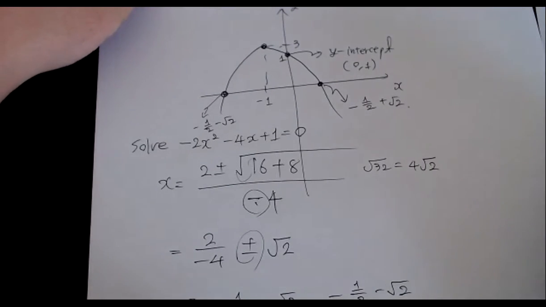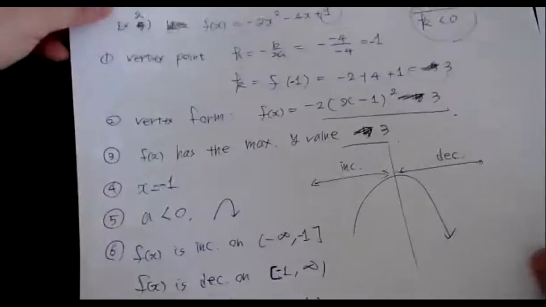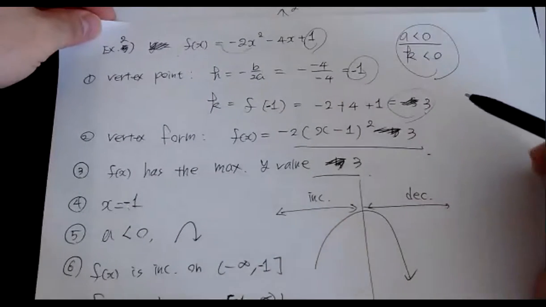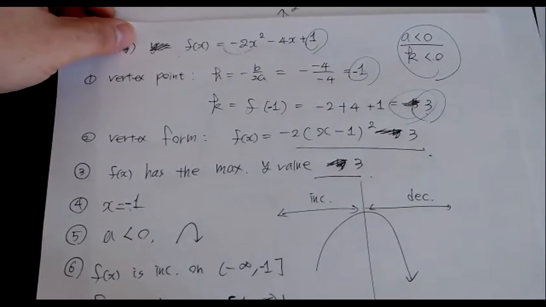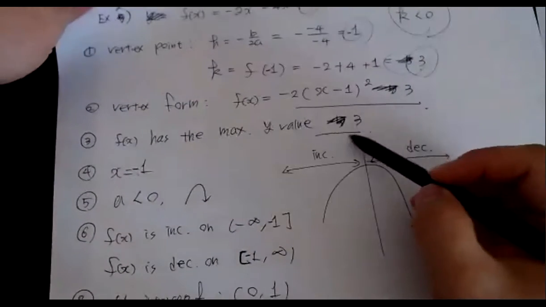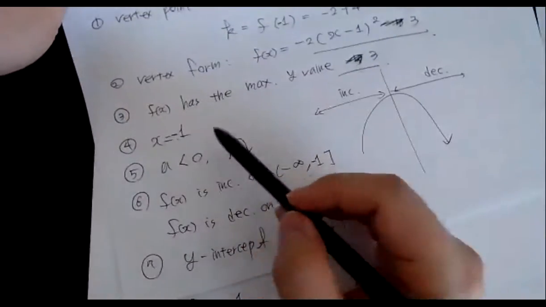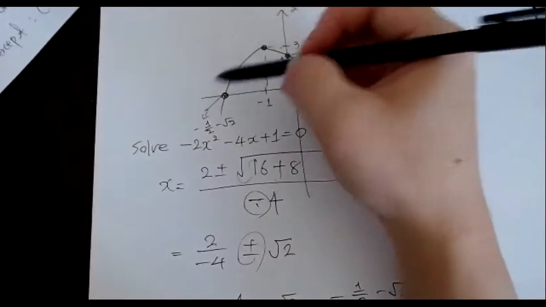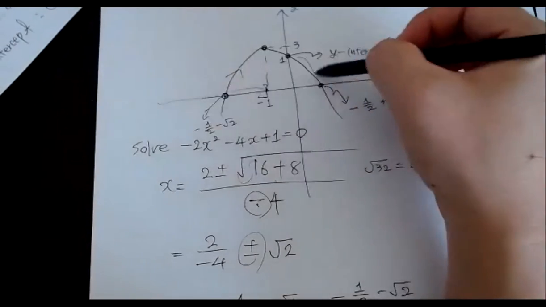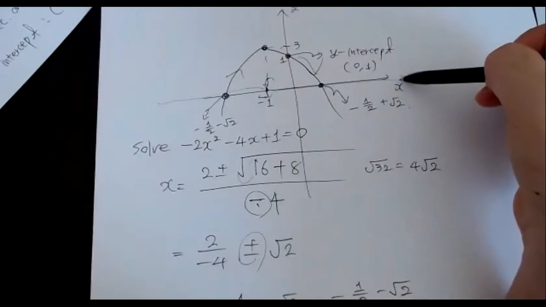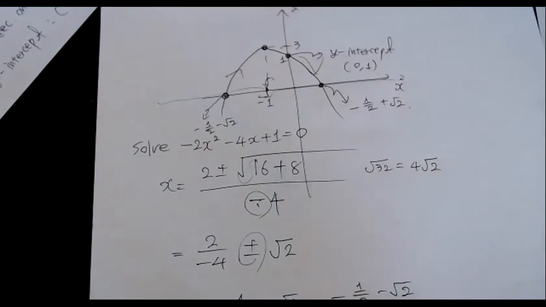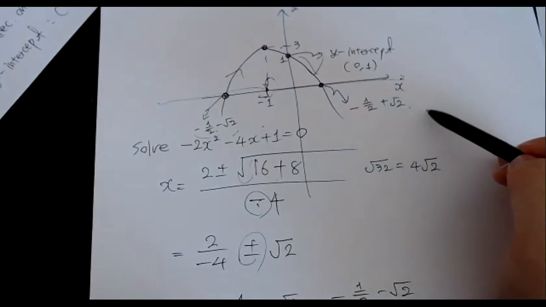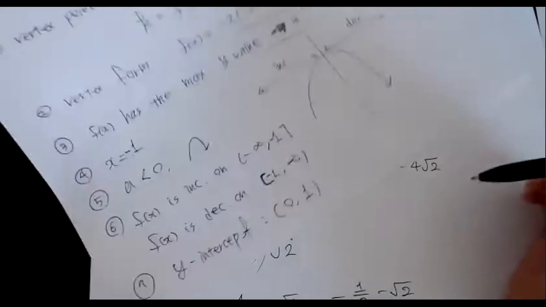So in this example, I made a mistake. h was not 1, but h should be -1. So k is 3. The maximum y value is 3, and x is -1. That's the axis of symmetry. As you can see, x is -1, the axis of symmetry. f of x is increasing from -infinity to -1, decreasing from -1 to infinity. And the x-intercepts are (-1/2 minus square root 2, 0) and (-1/2 plus square root 2, 0). That's the x-intercepts. Okay, so let me stop here.